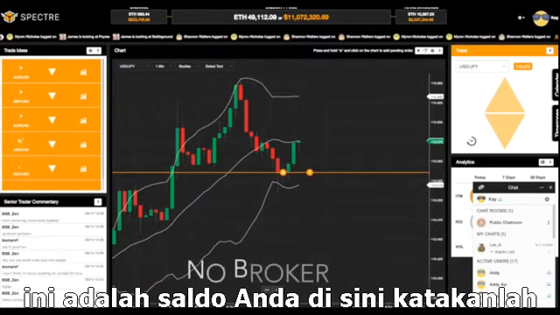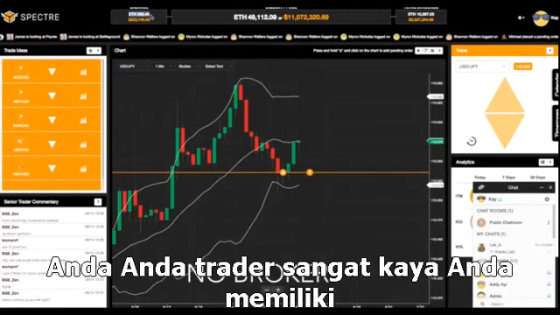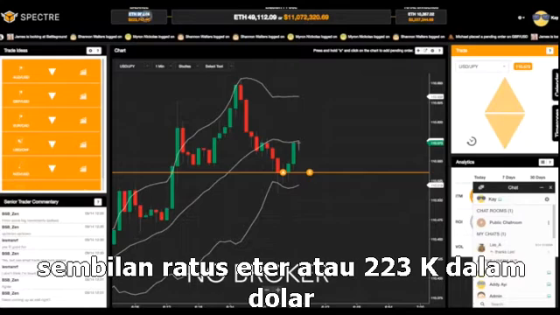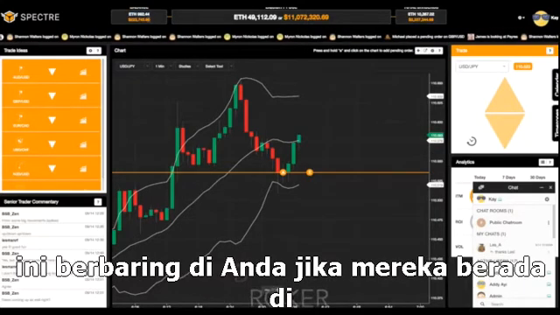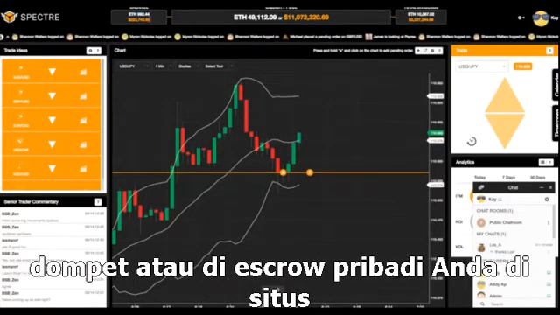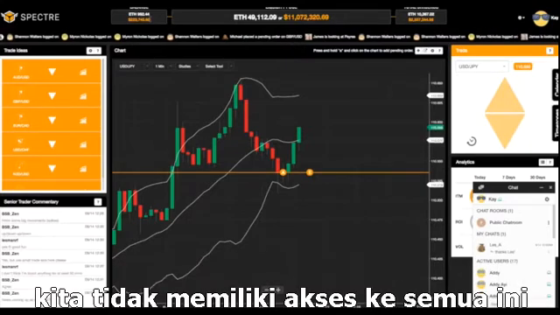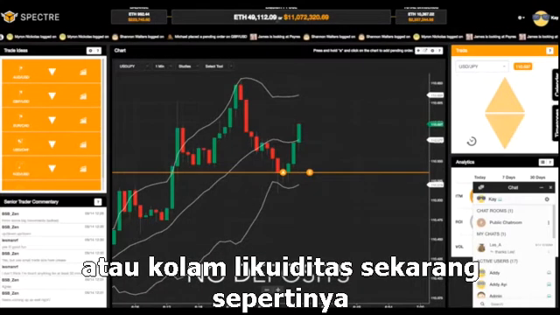This is your balance here. Let's say you're a very rich trader, you have 900 ethers, or 223K in dollars. This is lying in your Ethereum wallet or in your private escrow on site. We don't have any access to any of this or the liquidity pool.